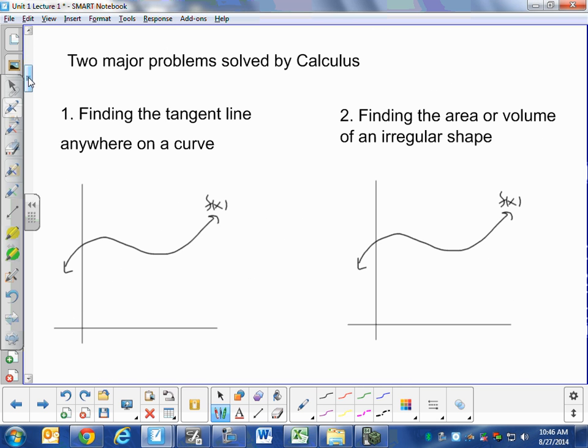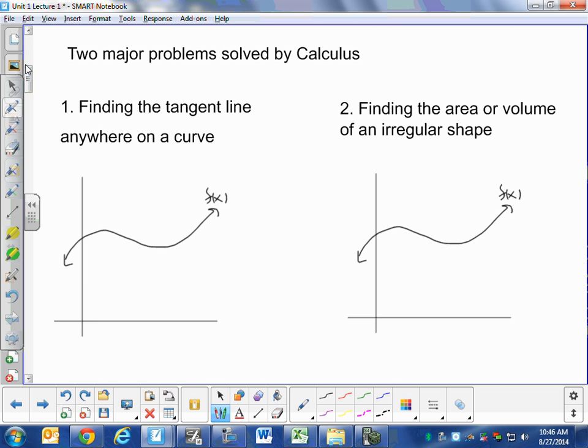And there are two major problems that calculus solves. These are the two major problems that we will study, and it'll take us all year to study them. First problem is finding the tangent line anywhere on a curve. So here's a curve. Both curves are the same for both problems.